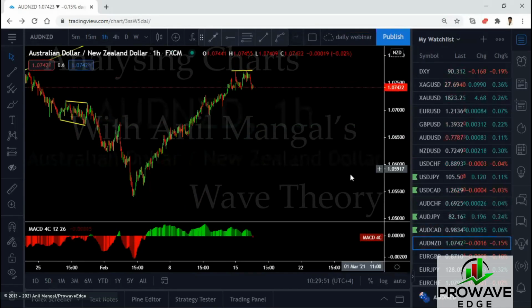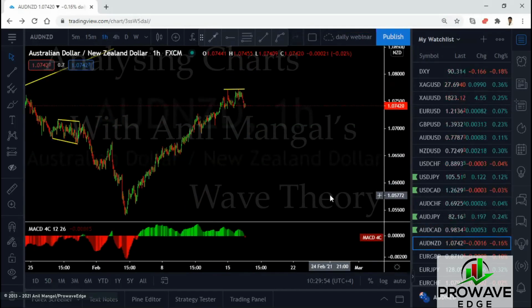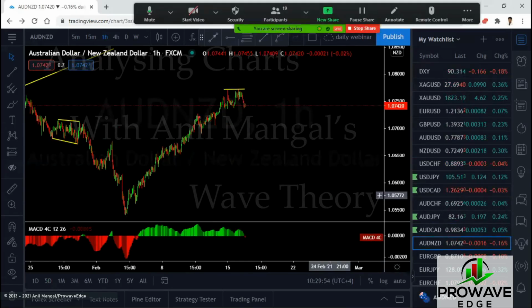Aussie, New Zealand, you have a buy setup. Pretty simple. They're making a flat. This was a running flat. There's a series of smaller running flats here. There's a regular flat here. Can this drop? Maybe, but I don't think they'll drop. We're looking for the buy.